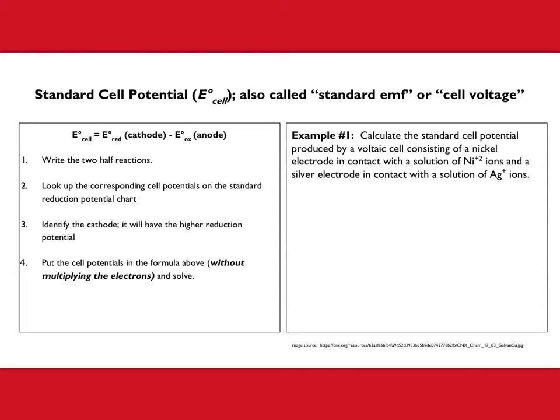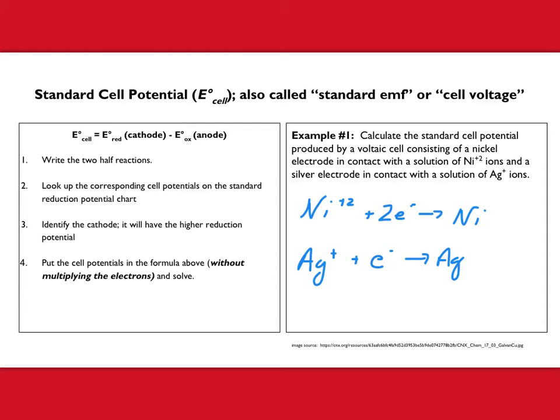So here's an example problem. Calculate the standard cell potential produced by a voltaic cell consisting of a nickel electrode in contact with a solution of nickel plus 2 ions and a silver electrode in contact with a solution of silver ions. So first, we'll write the two half reactions. Okay, I've written them here. Notice that I wrote them both as reductions.